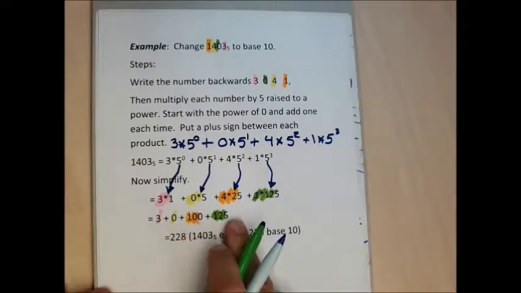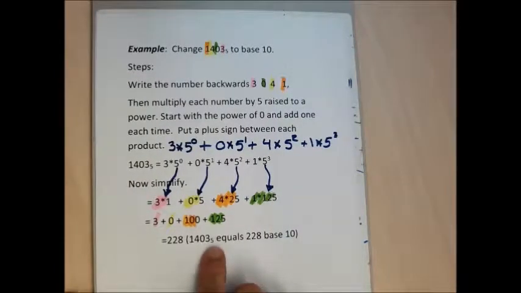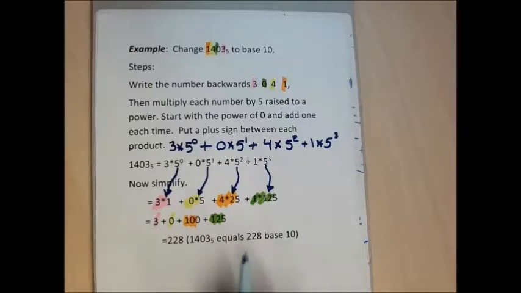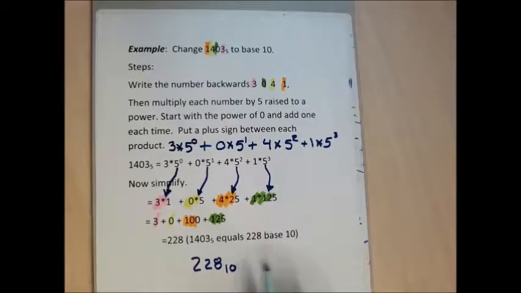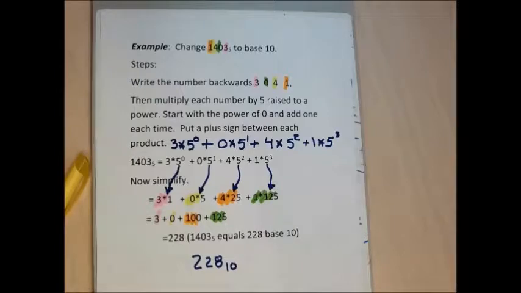I added up these numbers. Apparently, they add up to 228. And this tells me that 1403 base 5 is equal to 228 base 10. Normally, when we write a number, we don't subscript the base, but there's an assumed subscripted base 10 when we're working in base 10. Just like there's a lot of numbers that we assume in algebra, the base 10 is an assumed number.